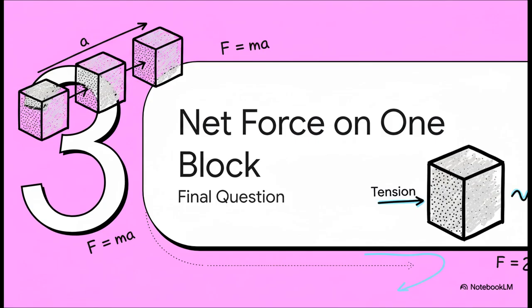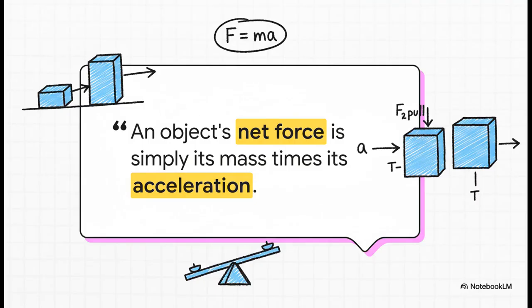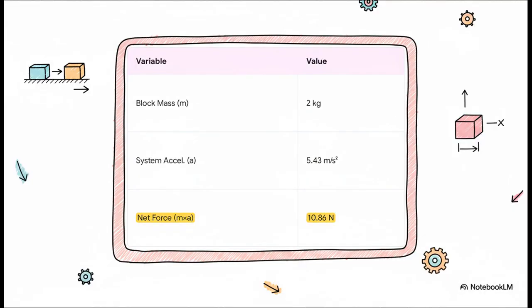What's the net force on just one block? Let's say that 2 kilogram block at the very end of the line. And the answer, honestly, is so simple and elegant. The definition of net force is right there in Newton's second law. It's a golden rule of physics. The net force on any object is always, and I mean always, just its mass times its acceleration. That's it. Let's just see that in action. For our 2 kilogram block, we take its mass, 2 kilos, and multiply it by the system's acceleration, 5.43 meters per second squared. And that gives us a net force of 10.86 newtons acting specifically on that block.